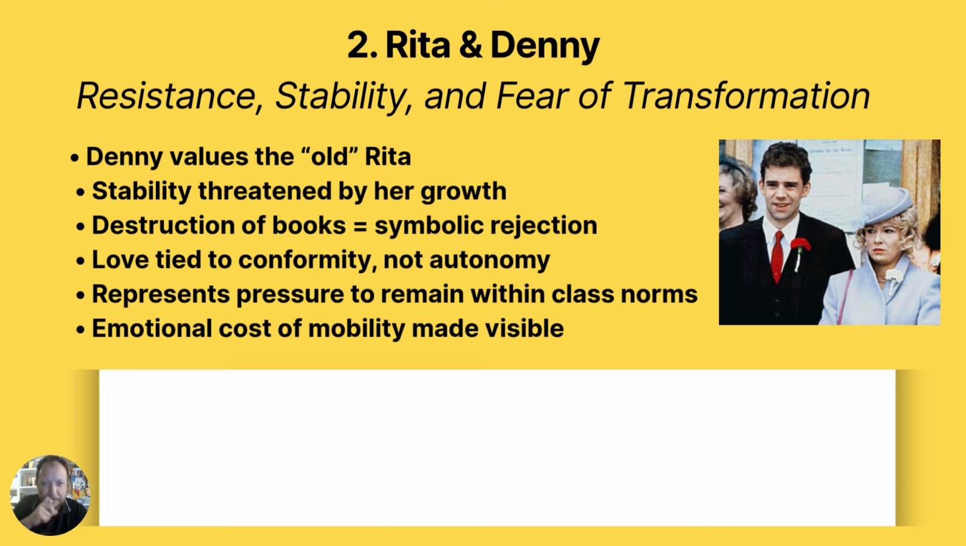That's what she says. Anyway, relationship 2, Rita and Denny, a really interesting one, and it's quite obvious, I'm sure, why I've put this second. So he's a symbol of resistance, stability, and fear of transformation. If you're making notes, I think that's the subtitle for the Rita and Denny relationship.